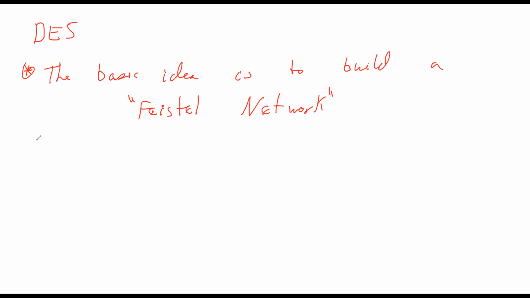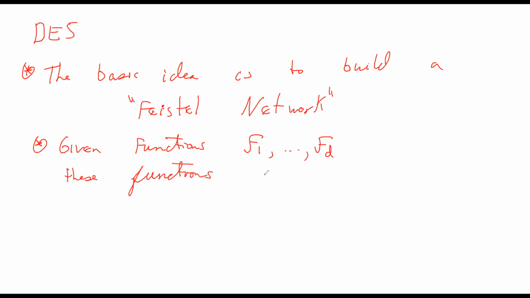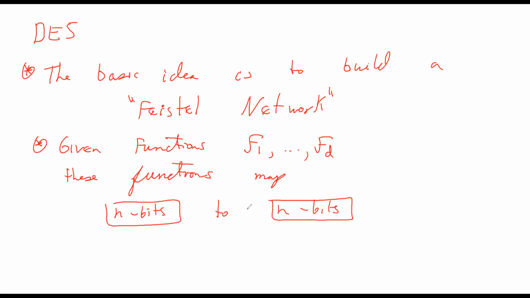So given functions f1 all the way to fd, let's say d, the size of the network, these functions map n bits to n bits, and then finally we can say in some scheme. And really that's just going to depend on how you implement your algorithm. And this can be formally defined.